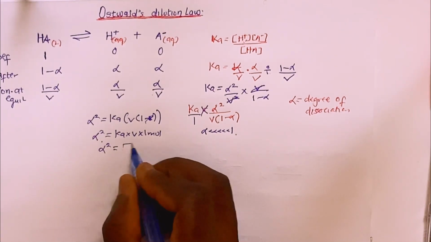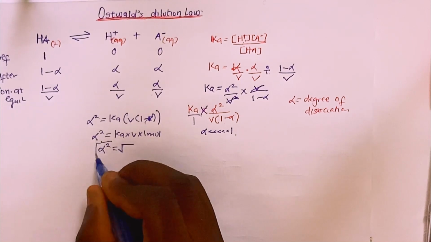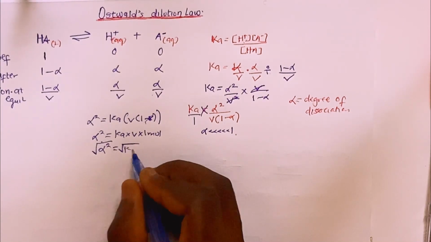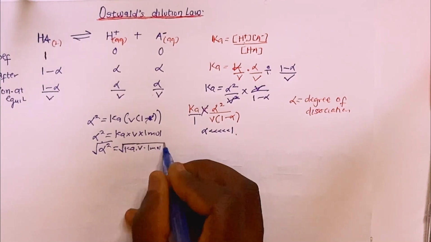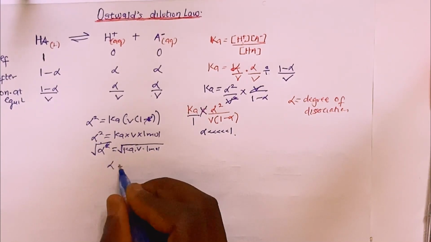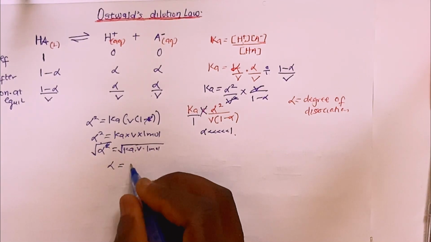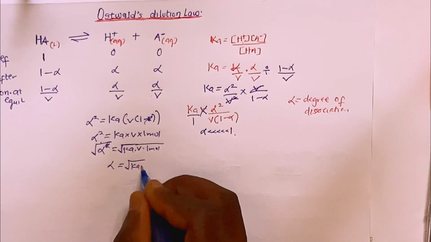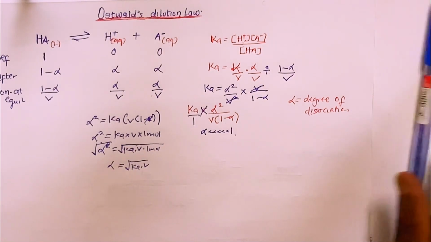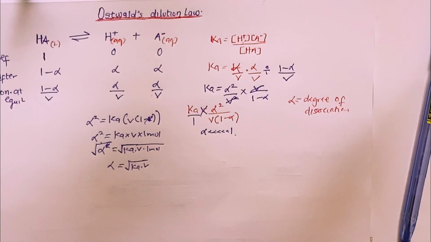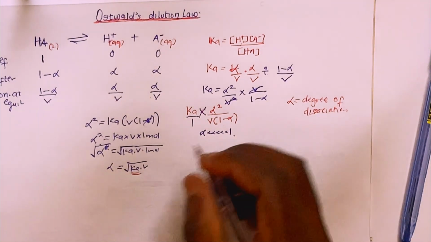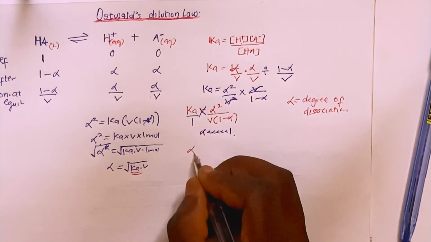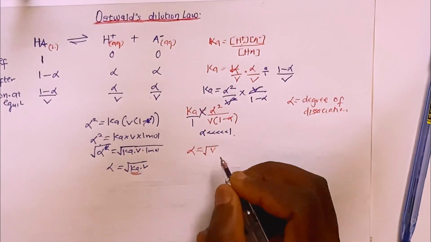Let me take the root of both sides. Taking the root of both sides, I'm going to have the root of Ka times volume multiplied by 1 mole. So I should have my alpha equal to the root of Ka multiplied by V. But there is an important fact you need to note here: my Ka is a constant value. That means, removing the K, I'm going to have alpha equal to the root of V. Can you see it down?